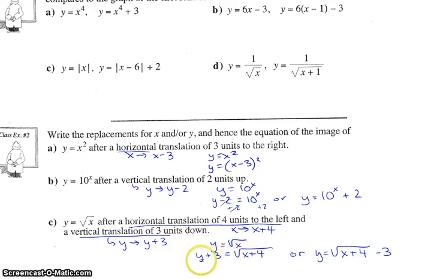Or we could also isolate y by subtracting 3 from both sides to get y equals the square root of x plus 4 and then minus 3. Note the minus 3 is not under the square root, so you can't add the 4 and the negative 3. Okay? Okay, let's look at the next page.